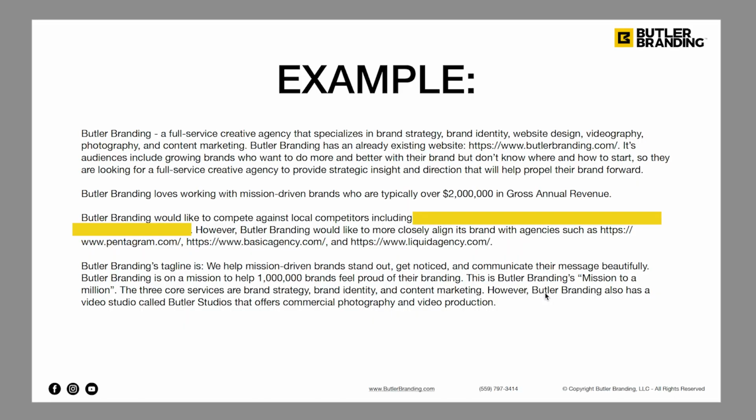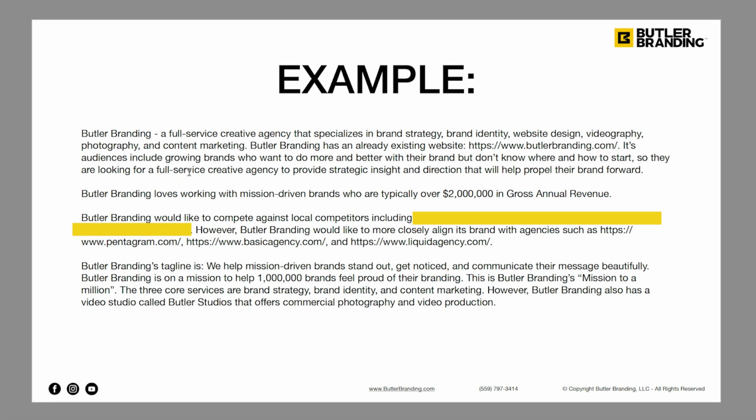This is the prompt that I gave ChatGPT in answering those questions for Butler Branding, and we could in fact do this live. So this is me condensing the prompt for Butler Branding in order to write brand messaging using our messaging framework. The answers to those questions developed into a paragraph say: write brand messaging for Butler Branding, a full-service creative agency that specializes in brand strategy, brand identity, website design, videography, photography, and content marketing. Butler Branding has an already existing website. I give the URL. Its audiences include growing brands who want to do more and better with their brand but don't know where and how to start.